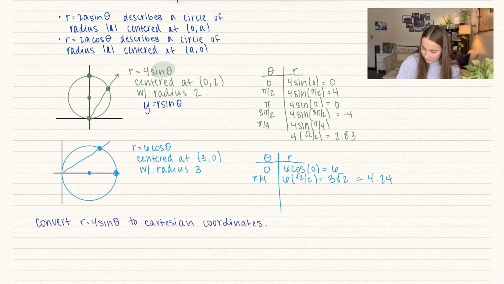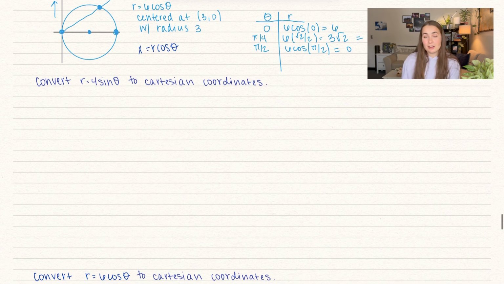We can go ahead and plug in, let's say, pi over 2. We get 6 cosine of pi over 2, which is equal to 6 times 0, which is indeed equal to 0, right? So when we're going up in that pi over 2 direction, we're just going to stay at the origin. So in this case, you can also associate it with the fact that x is equal to r cosine of theta. So when we see cosine of theta, we can associate that with x, right?